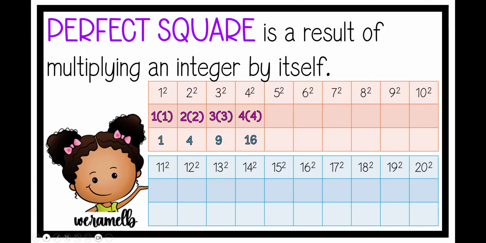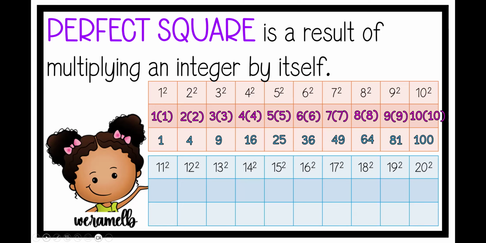16 is a perfect square, 25 is a perfect square, 36 is a perfect square, 49 is a perfect square, 64 is a perfect square, 81 is a perfect square, and 100 is a perfect square. Why? Because these are the products of squaring some numbers.